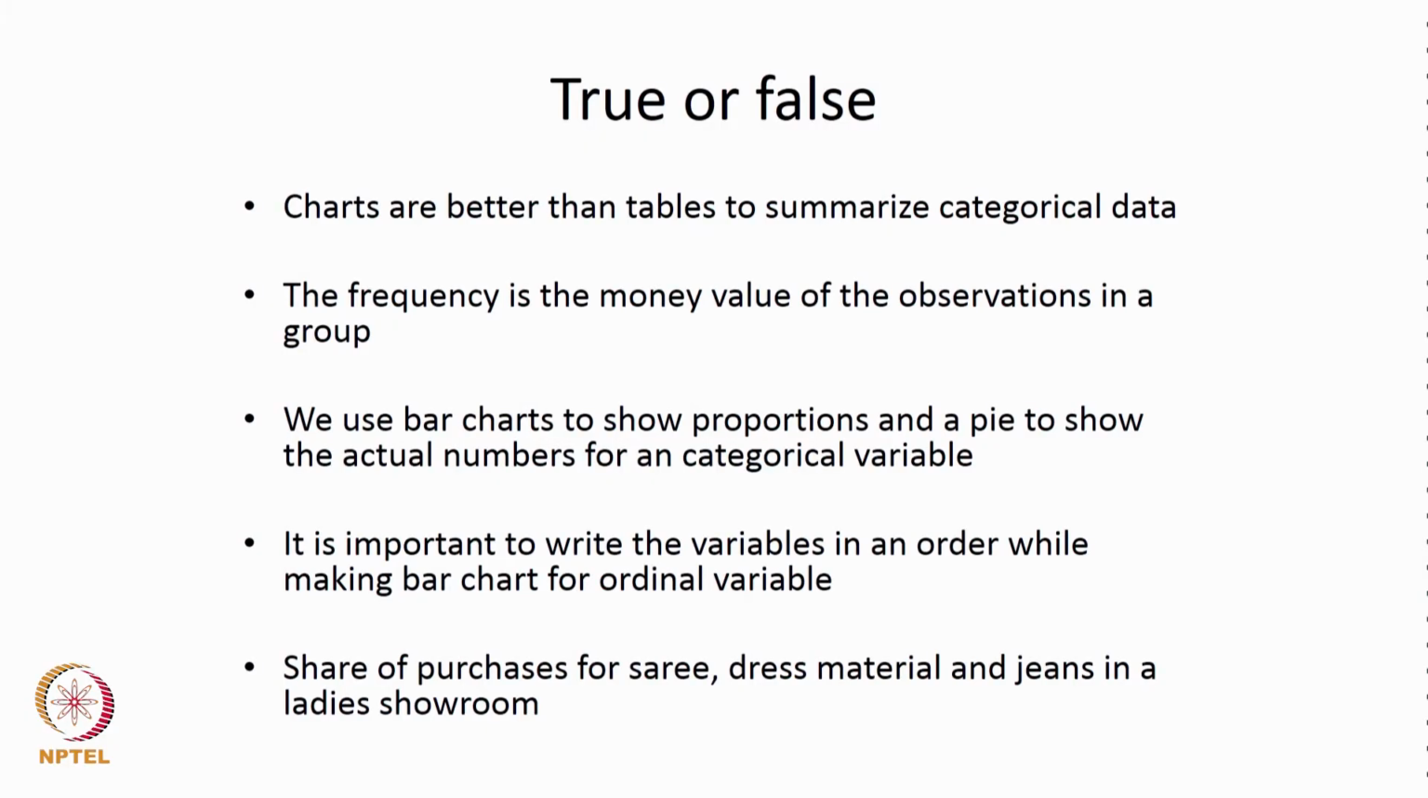Some true or false questions. Charts are better than tables to summarize categorical data. True, because charts are usually used to represent and summarize the data. Frequency is the money value of observation in a group.